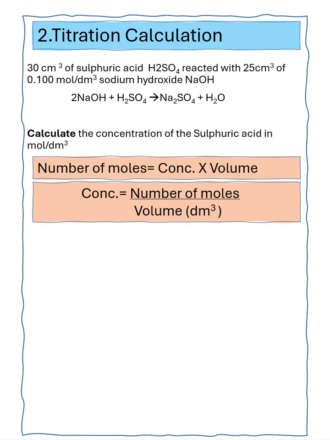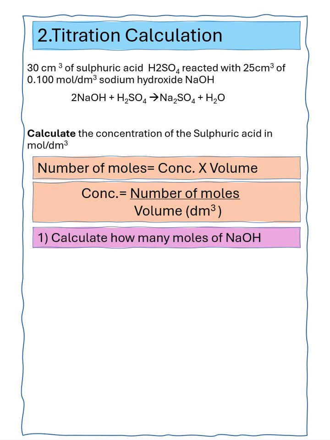Question 2, titration calculation. We've got to calculate the concentration of sulfuric acid in moles per decimeter cubed. So again, we're given information from the titration. We're told the volume of sulfuric acid, and we're told that that's reacted with 25 centimeters cubed of 0.1 moles per decimeter cubed sodium hydroxide. We've got to use two equations, and it's number of moles equals concentration times volume, or concentration equals number of moles divided by volume.